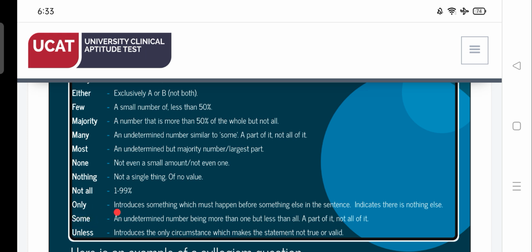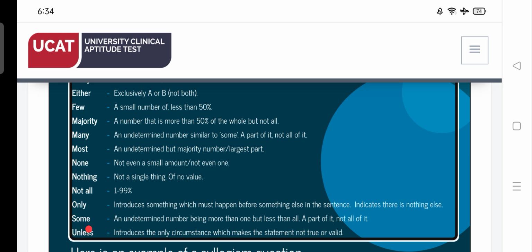Only introduces something which must happen before something else in the sentence. It indicates there is nothing else. Only is the word that we use where nothing can happen except this. It means only this, nothing else. That's where we use only. That's what it means.